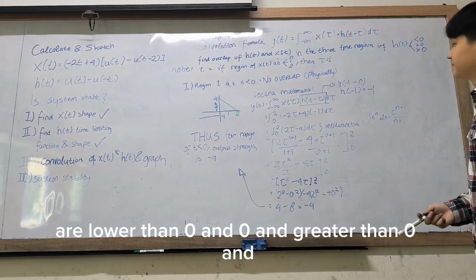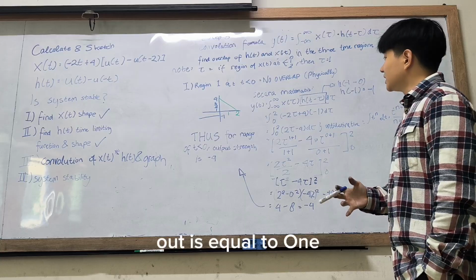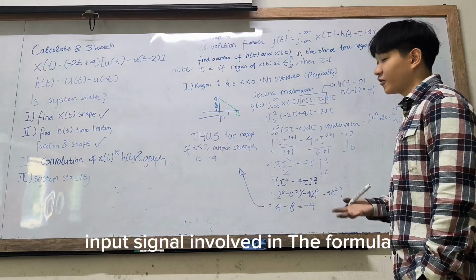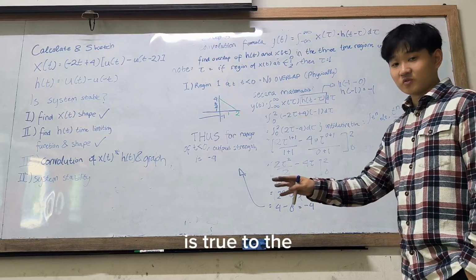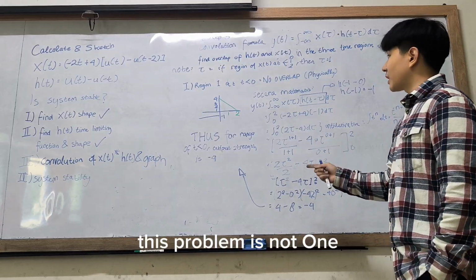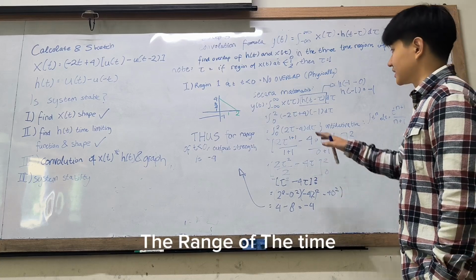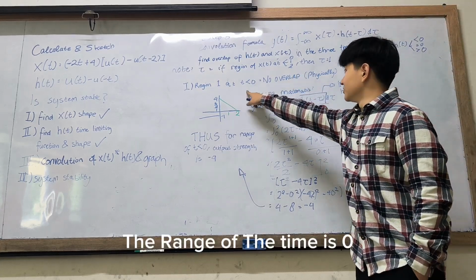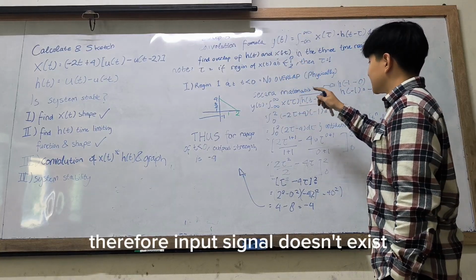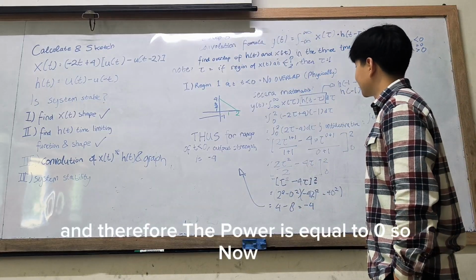and greater than 0. And note, what even is tau? Well, in this problem, tau is equal to 1 if the region of the input signal involved in the formula is true to what they actually are, which means at 0, 1, and 2. In this problem, it is not 1. In this problem, tau is 0 because the range of the time is below 0, and the input signal only exists between 0, 1, and 2. Therefore, the input signal doesn't exist, and therefore tau is equal to 0.